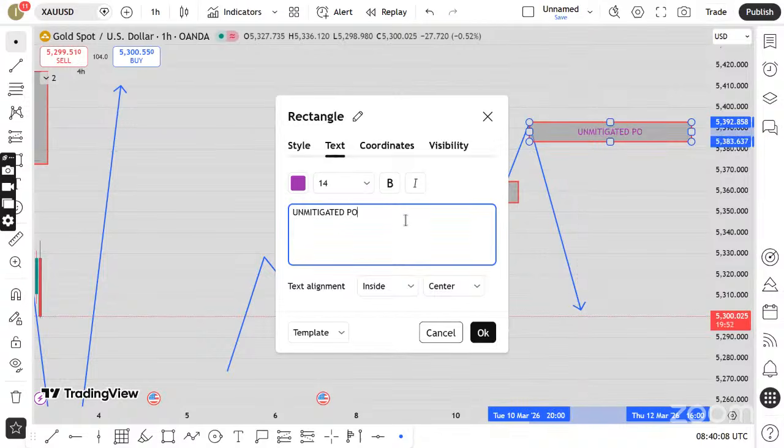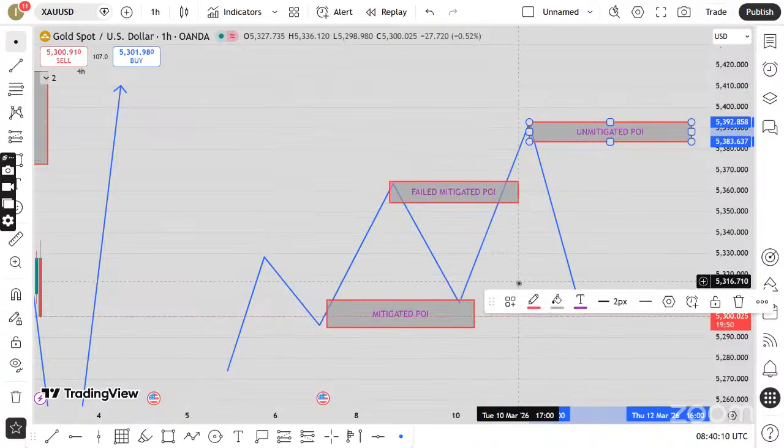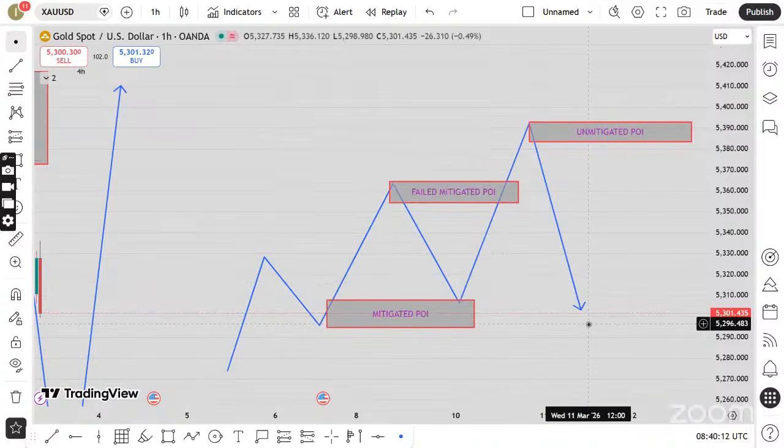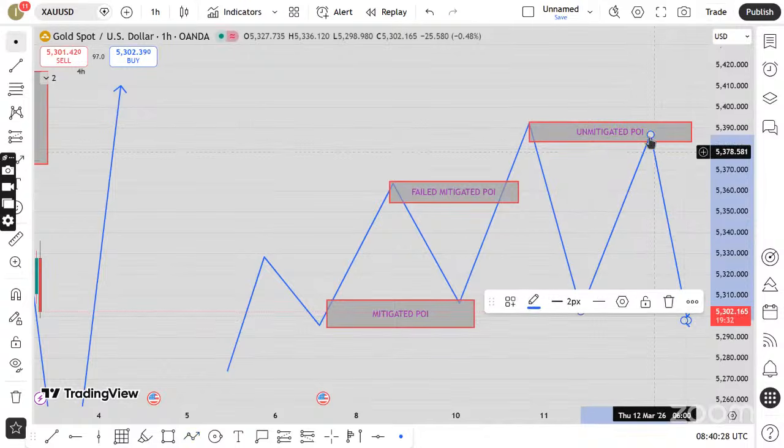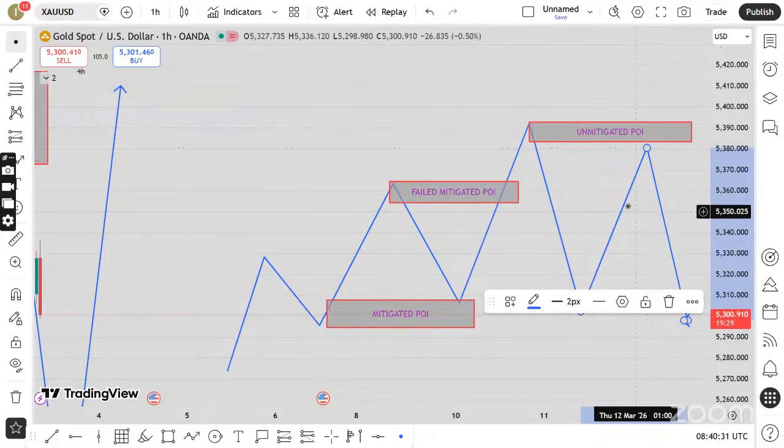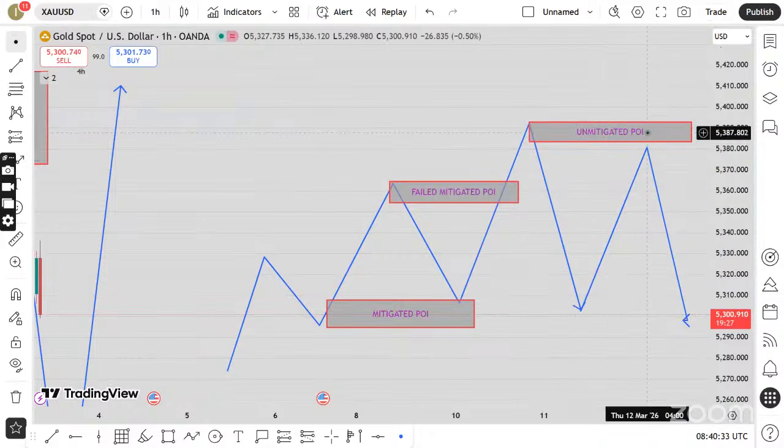Mitigated POI. Please note, this POI is our engulfing levels. Simple. This POI is our engulfing levels. So it's a case where the market gets to here. The moment it enters it, it has now been mitigated. But if price even goes close to it, as long as it is not touched or used, it is unmitigated.